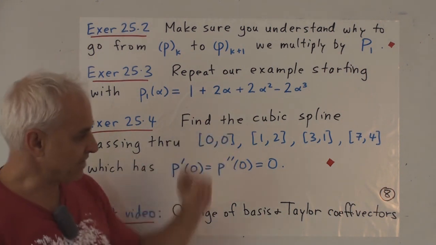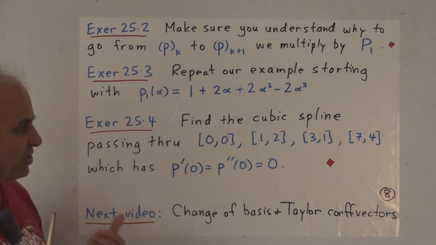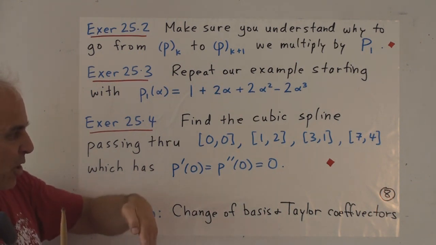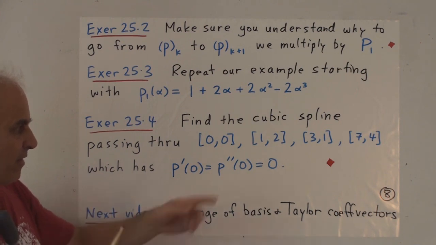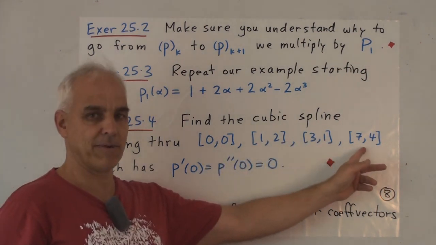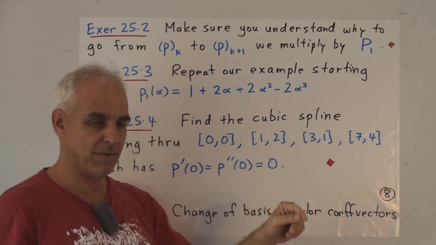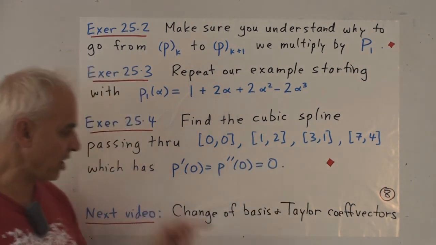Okay, so there's a little bit more to say about this. In particular, there's this question of addressing, well, how do we go from Taylor coefficient vectors from 3 to 7? We haven't really talked about that. We've only gone from 0 to 1 or from 1 to 2. That's an interesting question. We're going to talk about that next time.